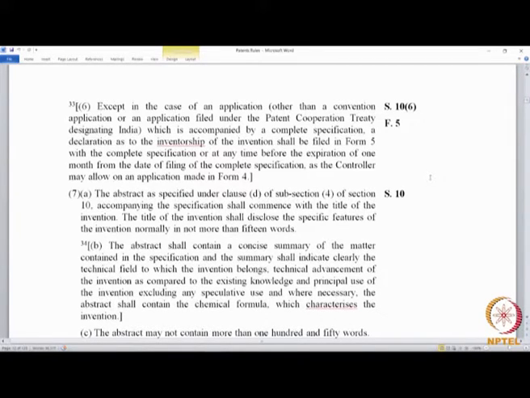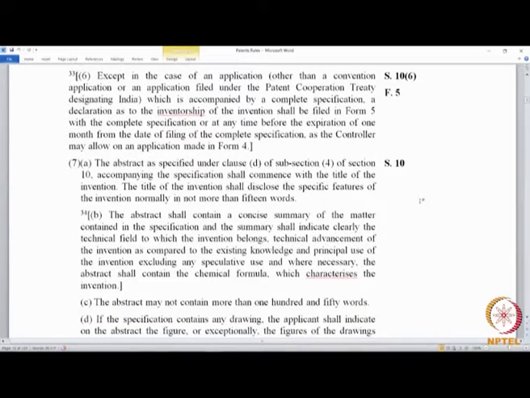Now, form 4 is a form that is used for extension of time. It's a general form. It could be used to extend the time. So, you could file the declaration of inventorship along with the complete specification, which is along with form 1 and form 2, or you could file it within 1 month from the date of filing the complete specification.